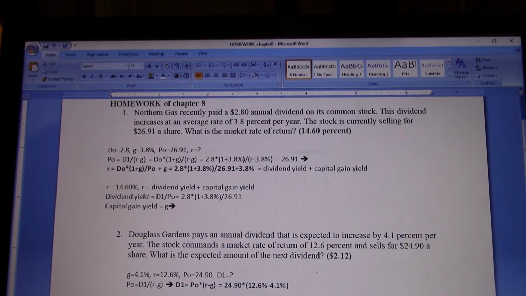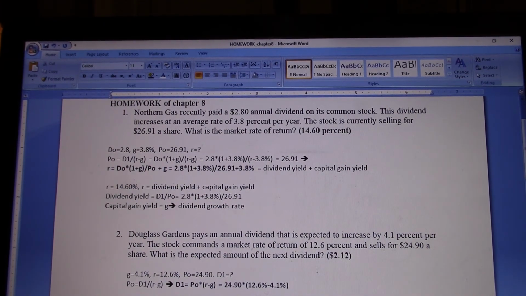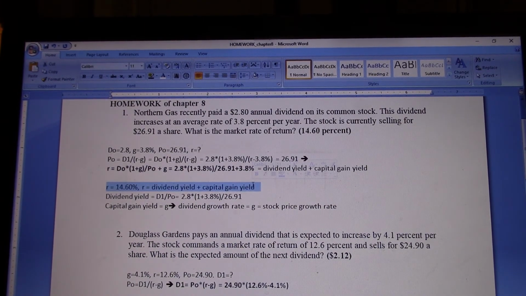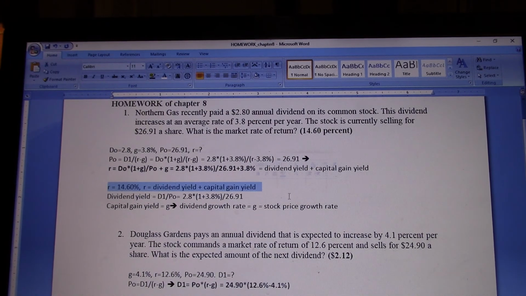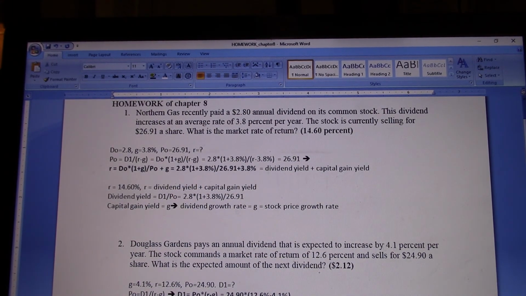That means the dividend growth rate equals G, which equals the stock price growth rate. The next period dividend and the next period stock price should both increase at the rate of G. So G is not only the dividend growth rate, it's also the stock price growth rate or capital gain yield. This is a rule if you're using the dividend growth model.